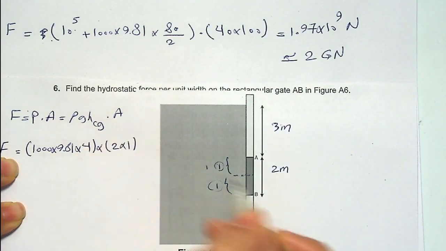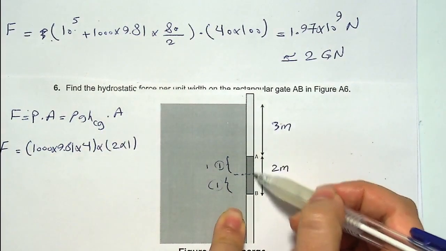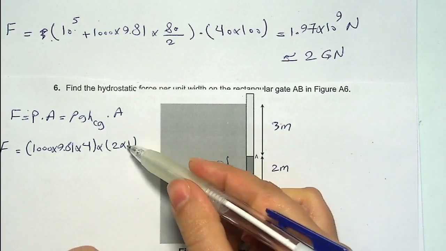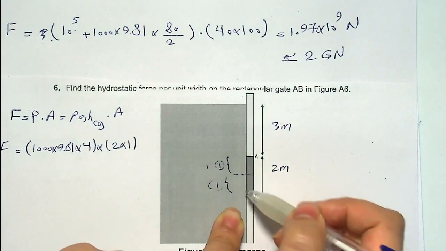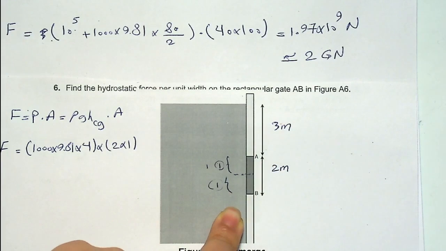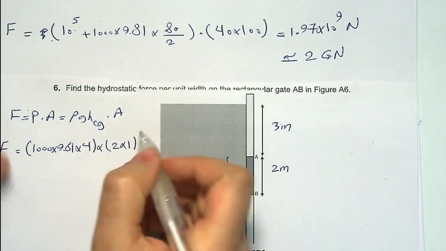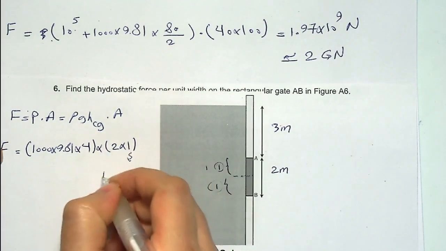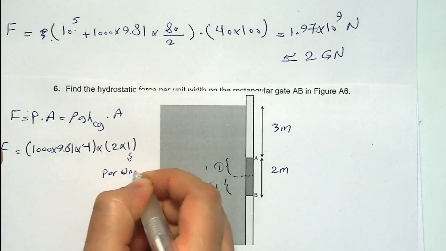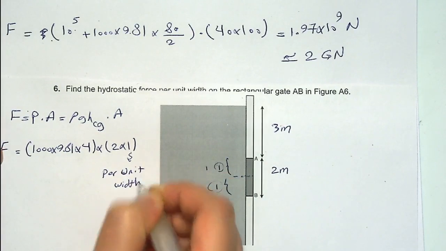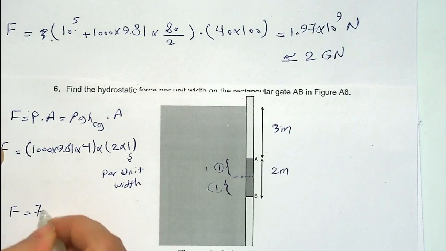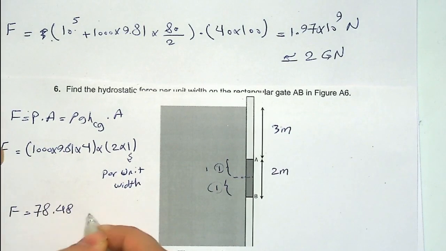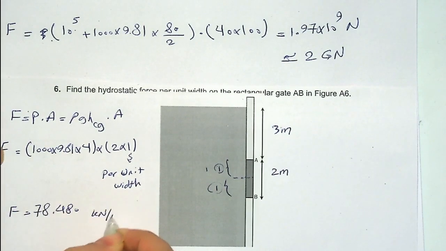2 plus 1. 2 plus 1 is the surface area of this part. Because it's telling us to calculate it per unit width, I'm using the 1 here, because it's telling me per unit width. Okay? So the F would be equal to 78.4 Newton per meter. Okay, this is the final answer.